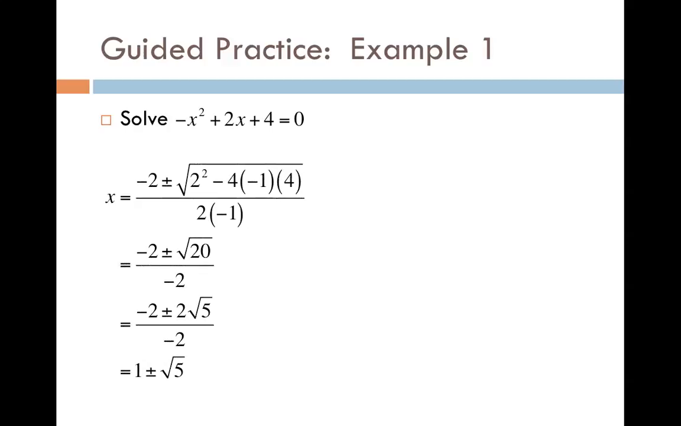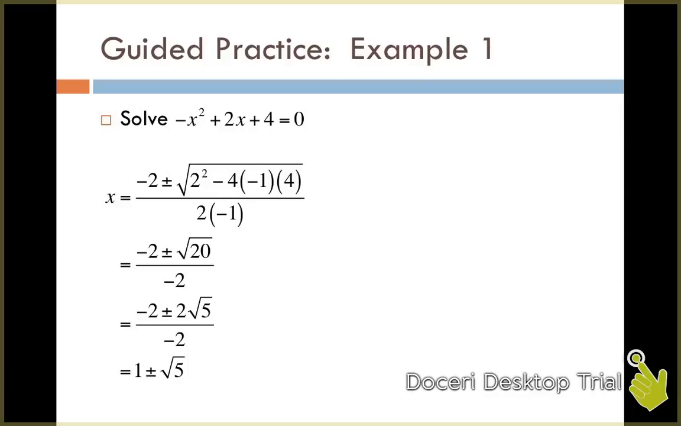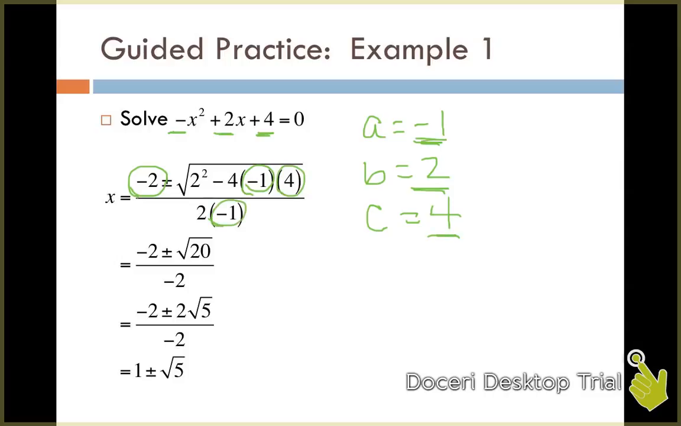All right, so in this case, we can identify A as negative 1, B is going to be that 2 right there, and C is going to be that 4. So when we take the opposite of B, we actually end up with negative 2 because B was 2. The A right here is going to be our negative 1. The C there will be 4. And again, the A on the bottom is negative 1.